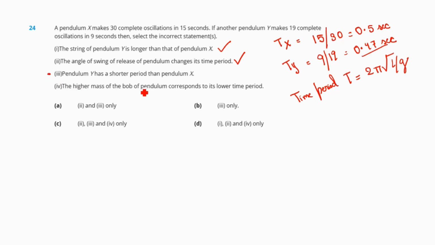The higher mass of the bob of the pendulum corresponds to its lower time period. This is also a wrong statement. So the incorrect statements are 1, 2 and 4. And D is our correct answer.